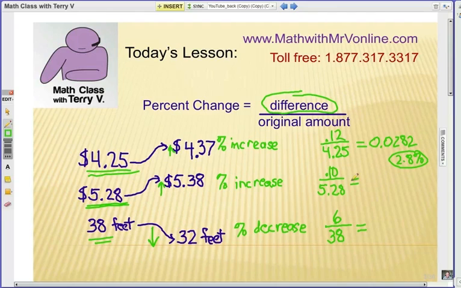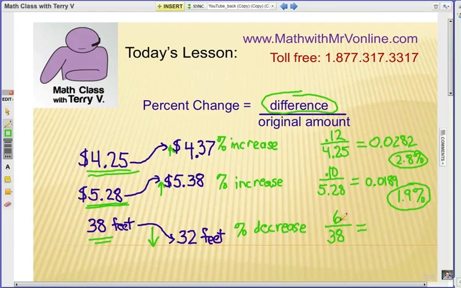All right, in the second example, when you divide 10 cents by $5.28, you're going to get this answer, 0.0189. And then when we move our decimal point over, because that's supposed to be a percent, it's going to be 1.9% rounded. That's 1.9% increase.